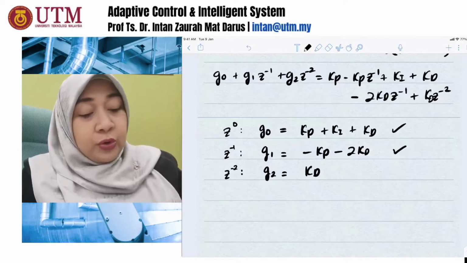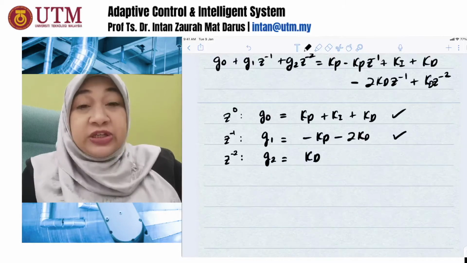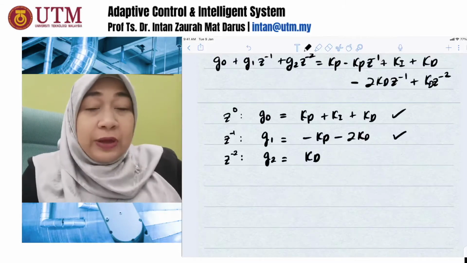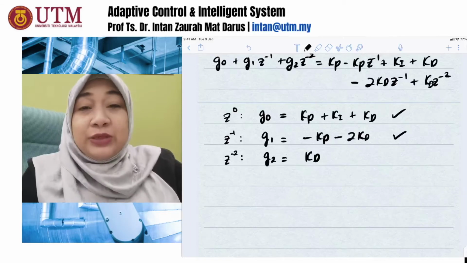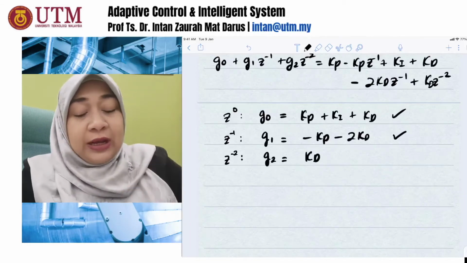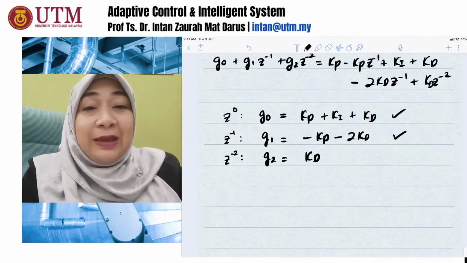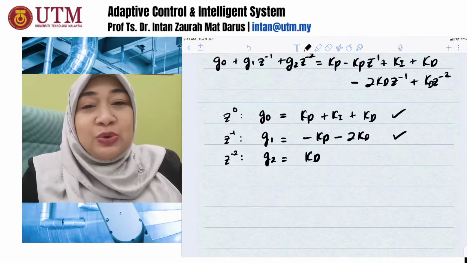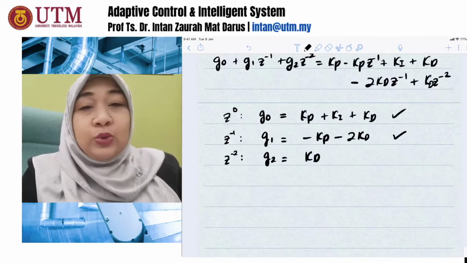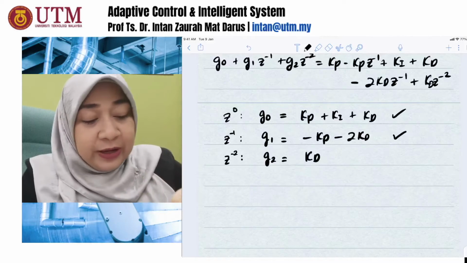Okay, so you have these three unknowns, and you're going to have three equations, where g0 is equal to Kp plus Ki plus Kd, g1 is equal to negative Kp minus 2 Kd, and g2 is equal to Kd. You can then use this to find the values of Kp, Ki, Kd as a function of g0, g1, and g2. That can be done with different substitutions, and there are two ways to do it. So this is the first way.